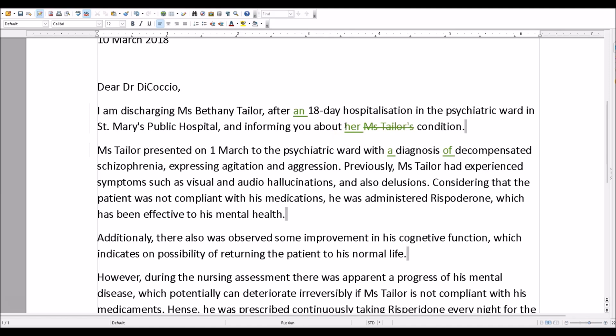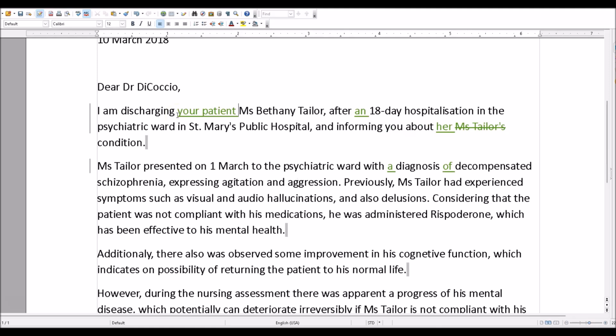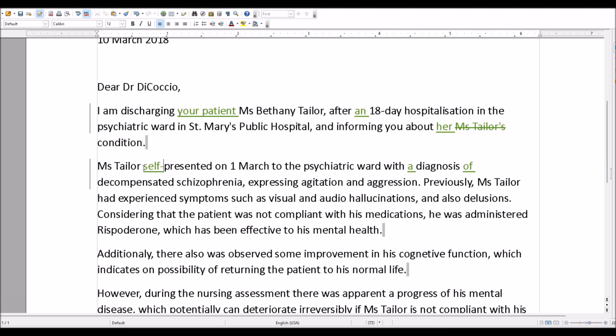So it's your patient. So you could say, I'm discharging your patient, just so it's clear that's who it is. I'm discharging your patient. She's been inside 18 days. Okay, presented. Well, she did present, but you could say self-admitted, because usually we use presentation when you go to a doctor. When you go to the doctor and say, oh, doctor, blah, blah, blah. But you're usually admitted into hospital, yeah?